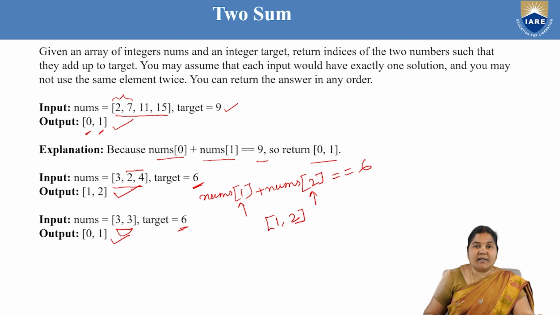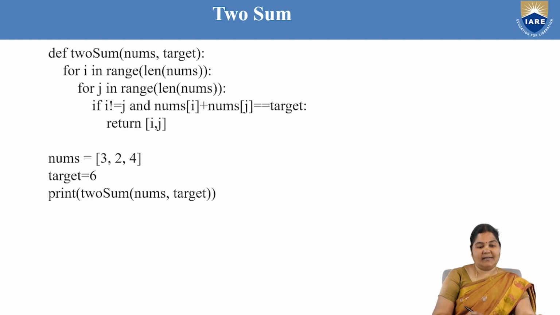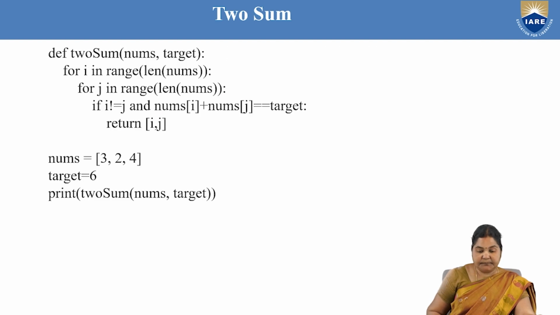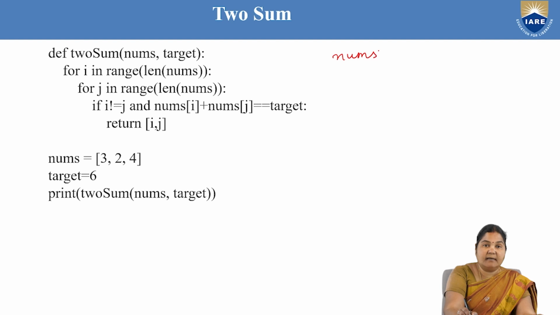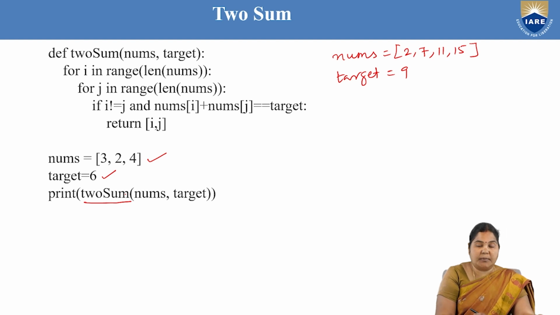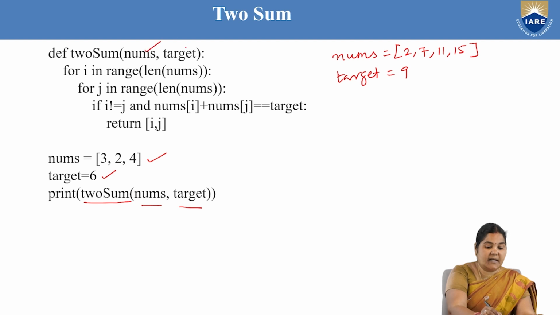Now let us see how to write the code in Python. Let us consider one test case: nums array contains the elements 2, 7, 11 and 15 and our target is 9. We'll see both the test cases. Initially my nums array contains 3, 2, 4 and the target is 6. I have written a function called twoSum and I'm passing the nums array and the target.